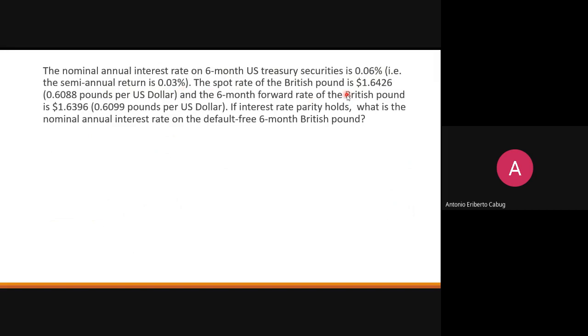The spot rate of the British pound is $1.6426 or 0.6088 pounds per US dollar. And the 6-month forward rate of the British pound is $1.6396. In other words, 0.6099 pounds per US dollar. If interest rate parity holds, what is the nominal annual interest rate on the default free 6-month British pound? Go.